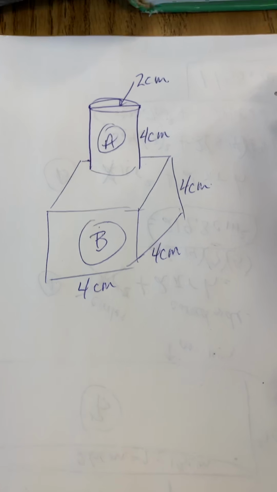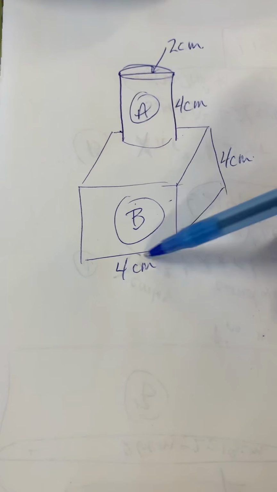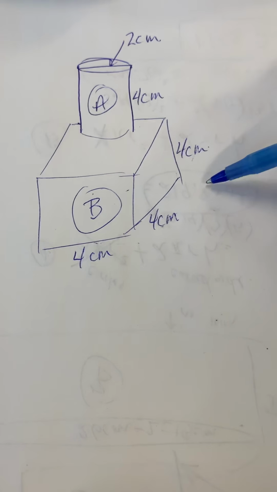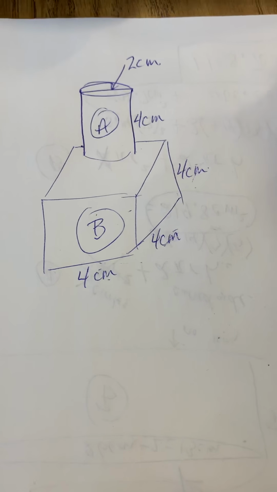Okay, we're back. Our composite object today is a cylinder sitting on top of, let's check it out, it's not a rectangular prism. Specifically, this is a cube. How do I know that? All three sides are exactly the same.